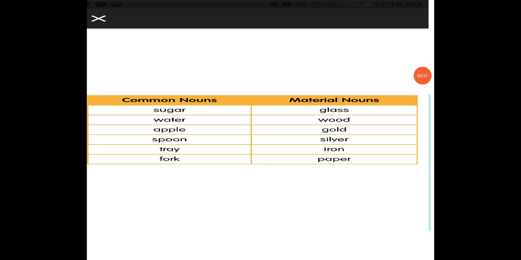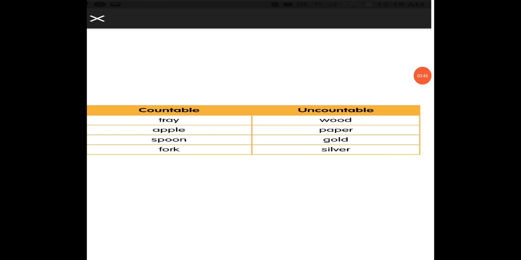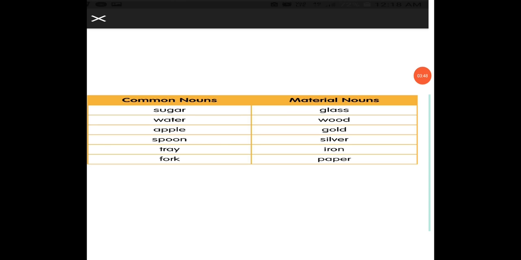Material nouns: glass, wood, gold, silver, iron, paper. So these are called material. कोई भी ये these are the material. ग्लास से हम क्या क्या बना सकते हैं? विंडो का ग्लास हो सकता है, बाउल हो सकता है, ग्लास प्लेट हो सकती है. ओके, that we call wood. वुड से हम क्या क्या बना सकते हैं? We make furniture with the wood.